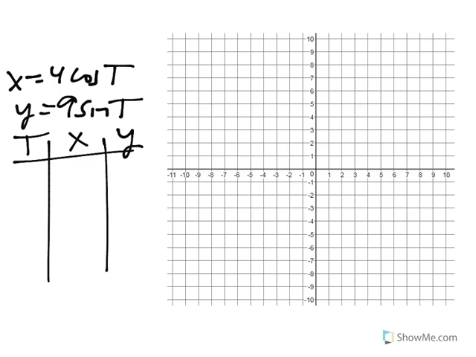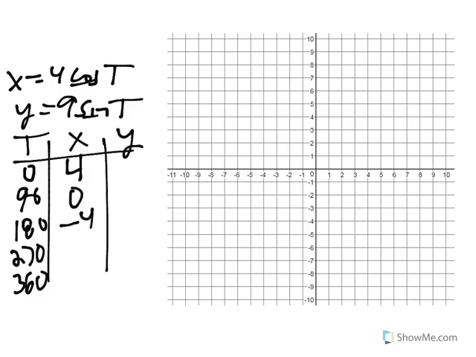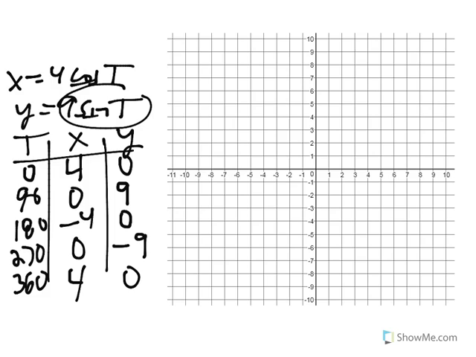Frequently, parametric equations have sine and cosine in them. So I'm going to use values that are easy for me to calculate: 0, 90, 180, 270, 360. When I do 4 times cosine of 0, I get 4. 4 cosine 90, I get 0. Then negative 4, 0, 4. Here I have 9 sine t: 9 sine 0 is 0, 9 sine 90 is 9, 9 sine 180 is 0, 9 sine 270 is negative 9, 9 sine 360 is 0.